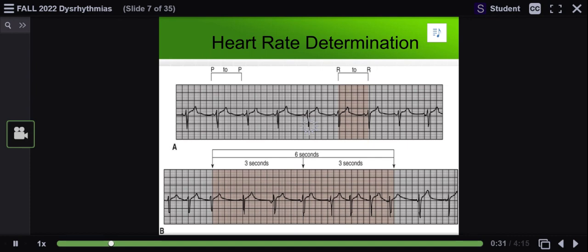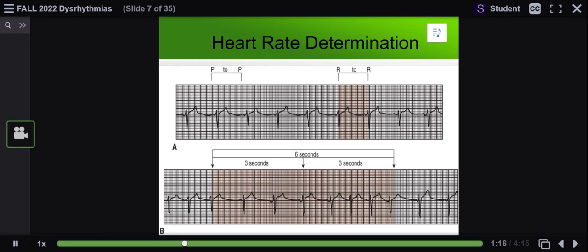or a P to P interval. It depends on which one you want. Remember, the P is your atrial depolarization, so we're talking about the atrial rate. And if it's the QRS, we're talking about the ventricular rate. Most of the time, we want to know more of the ventricular rate. So for the R to R interval, you have to find first the R wave, either the first R wave or the second to the last R wave in the ECG, and then count the number of boxes between the first R wave you chose and the second R wave.